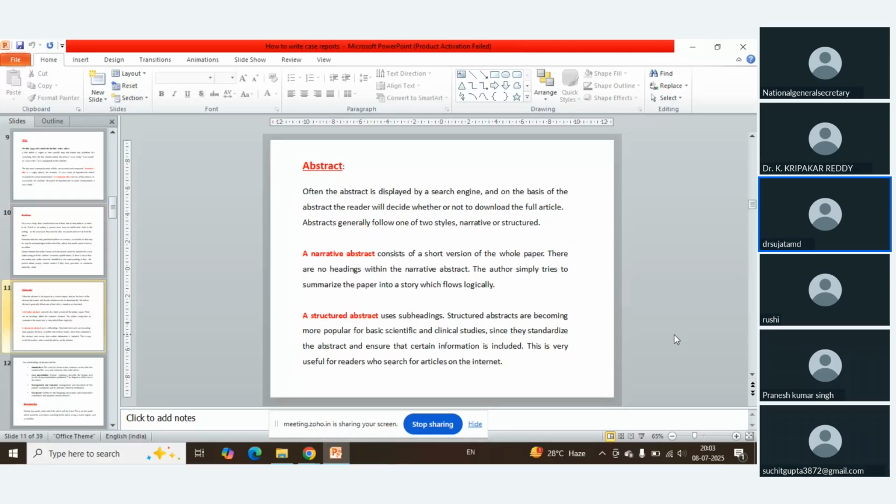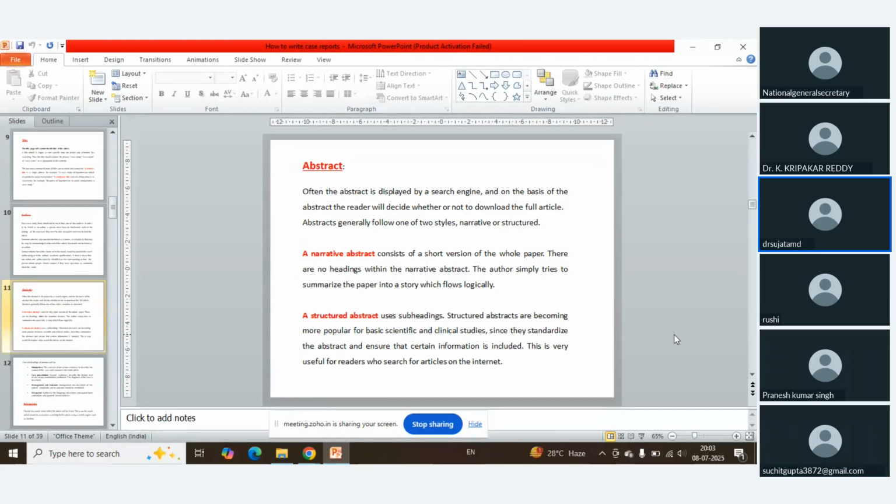So after author, then abstract. Abstract means a summary, the gist. Often the abstract is displayed by a search engine, or on the basis of the abstract, the reader will decide whether or not to download the full article.